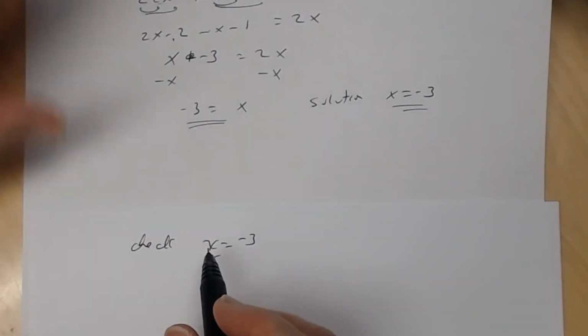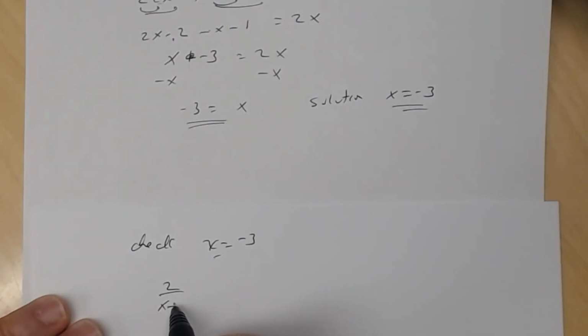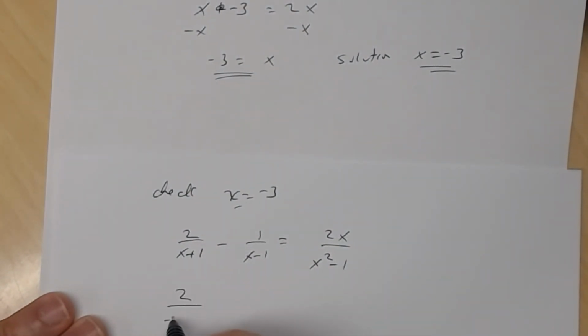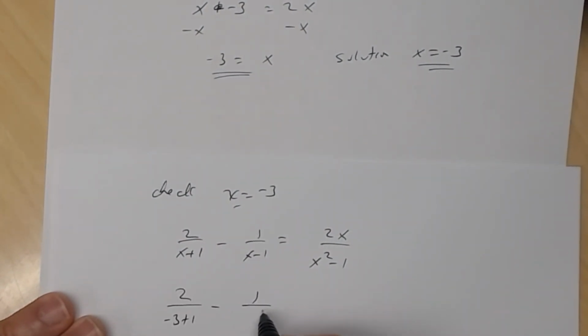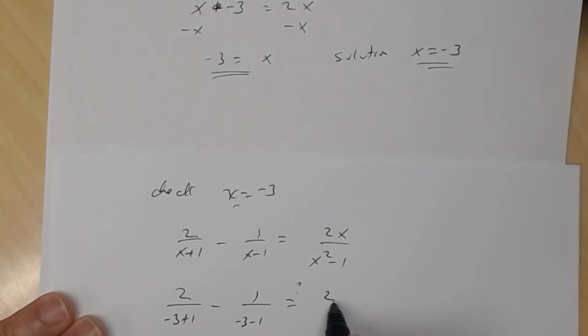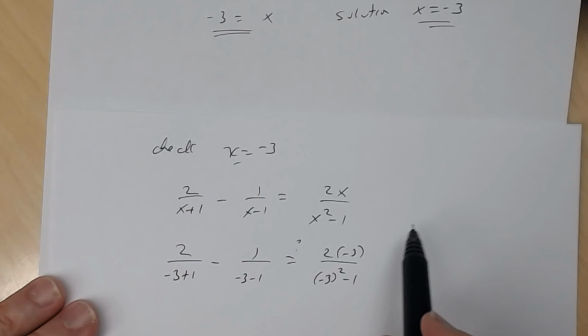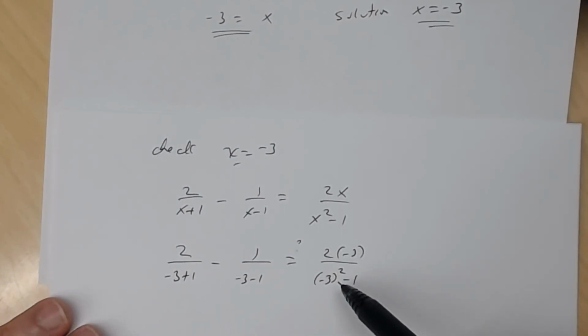So go back to the original problem. Here was the original problem. I'm writing the original problem over. Where we see the variable x, you're going to substitute -3. So I get 2 divided by (-3 plus 1) minus 1 divided by (-3 minus 1) equal 2 times -3 divided by (-3 squared minus 1). Okay, so I went back to the original problem, and where we saw the variable, I substituted -3.